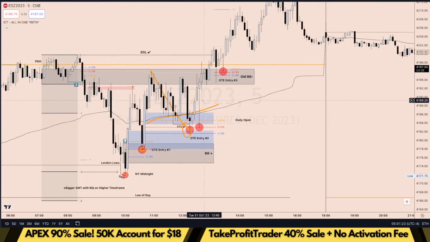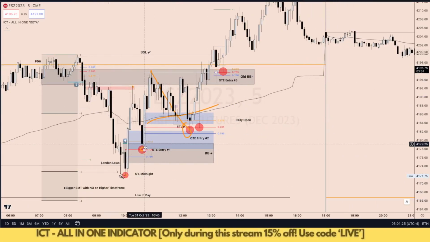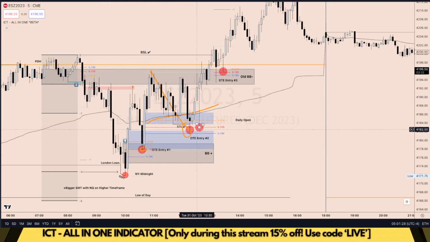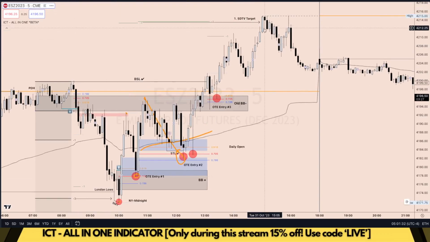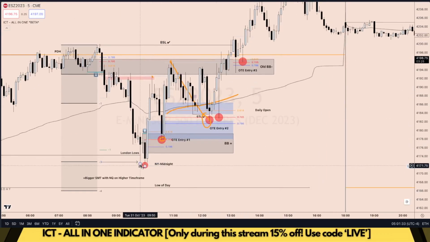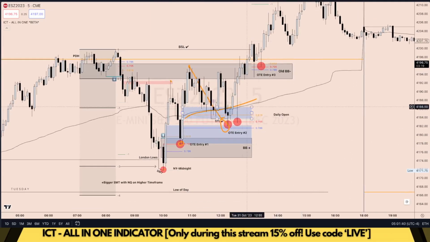We had 3 possible optimum trade entries. The first one right here, the second one right here, the third one right here. During the PM session, we had the -1 standard deviation of this displacement leg of our next movement to the upside, where we once again hit the optimum trade entry. We had our breaker block right here that delivered into sell side. We had our breaker block right here that delivered into buy side.